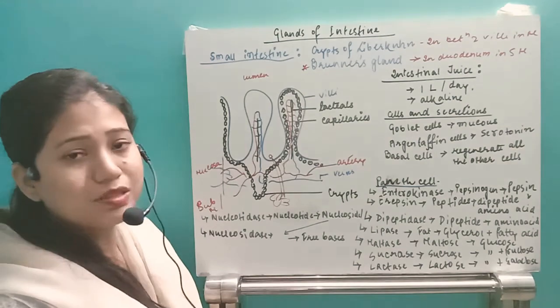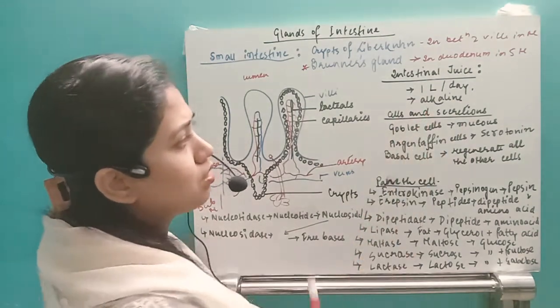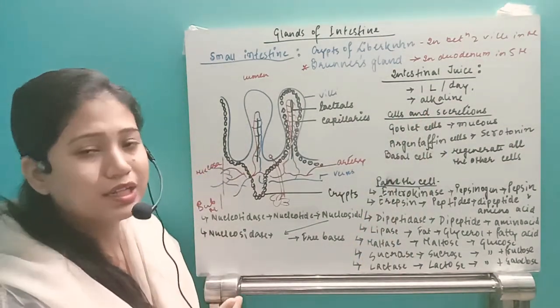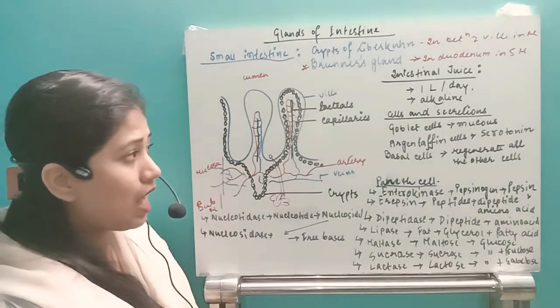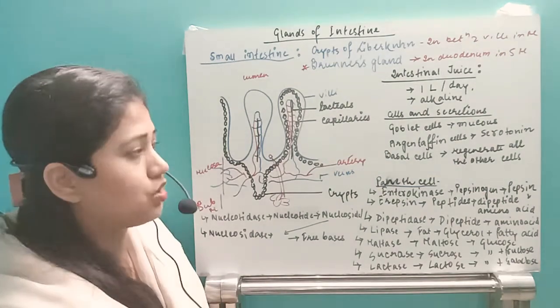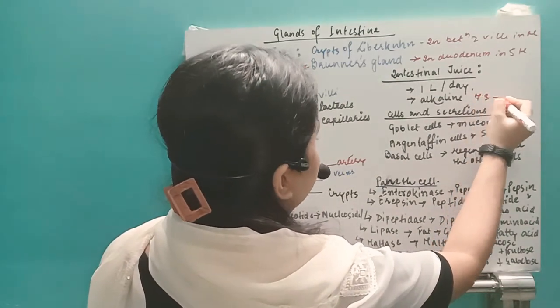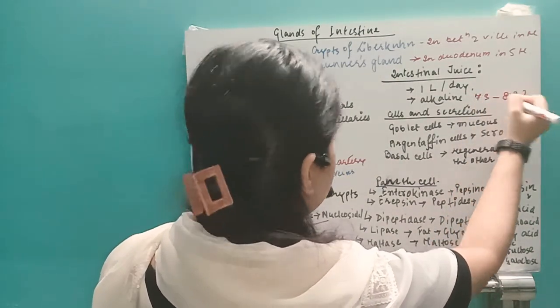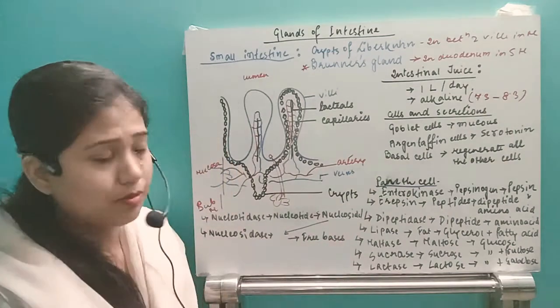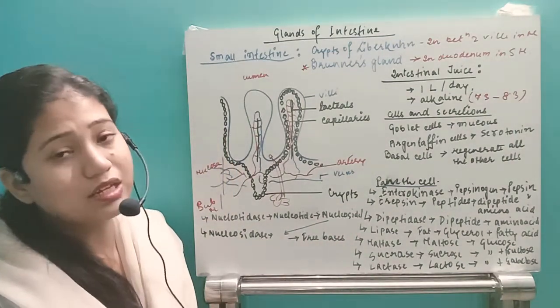Now just see, in the small intestine we are releasing around 1 liter of intestinal juice per day, and it is alkaline in nature. Remember, this alkalinity will vary from 7.3 to 8.3, right? Remember that. Then the cells and their secretion.